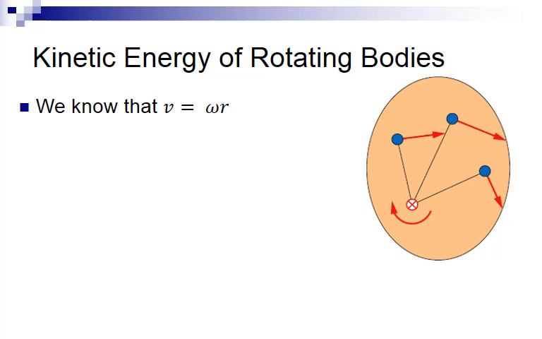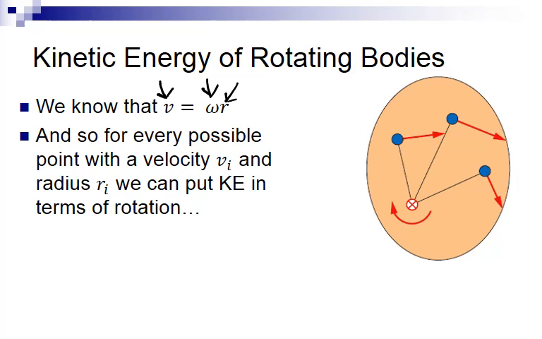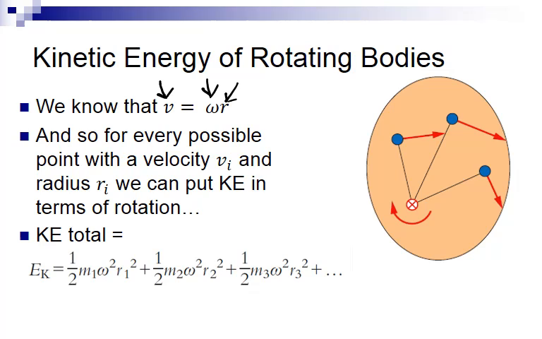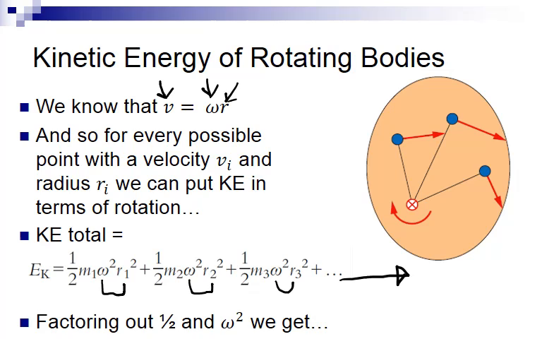So we know v equals r omega, where v is the linear velocity, omega is the angular velocity, and r is the radius. And so for every possible point with a velocity and radius, we can put the kinetic energy in terms of rotation. Instead of v, we'll have omega r. So in here, omega r, omega squared r squared, right? Omega squared r squared for the second object, omega squared r squared, and so on for every single possible point.